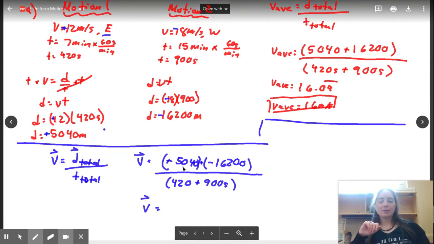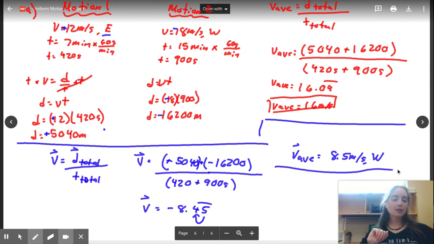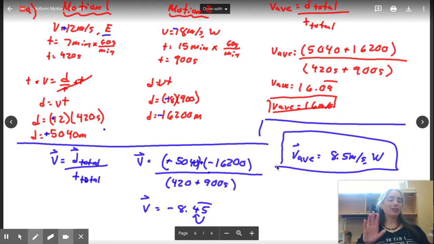So when you put this into your calculator, it'll be this plus that negative number, and we're going to wind up with negative 8.45 repeating. All right? Okay. So we are now going to put our final answer together. And this, ladies and gentlemen, because it's negative, it's going to be west. We want 2 sig digs. That 5 is going to round that guy up to a 5. So we're going to have 8.5 meters per second west. Okay. So please don't just leave the negative. I want you to take out that negative and use that negative to indicate direction.